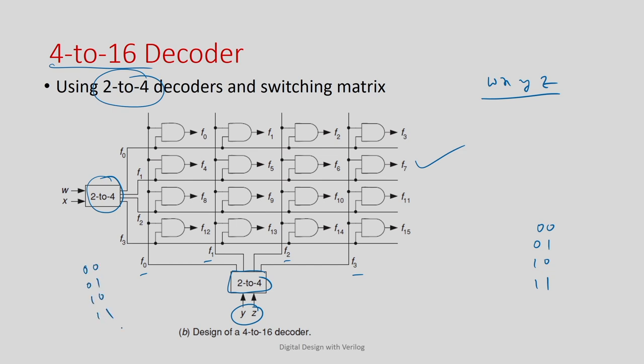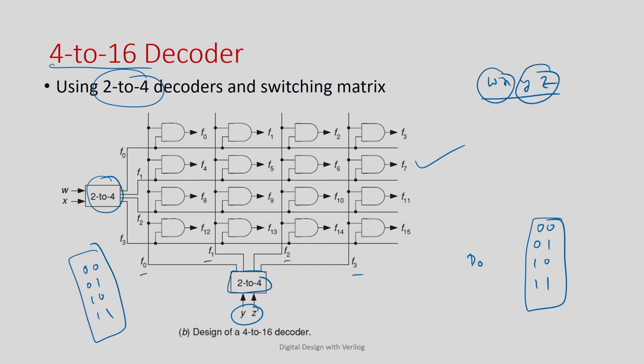1011. Now, I just club these two possible outputs together to get D0. What I will do? This is my lower part and this is my upper part, because WX is my MSBs and this is the LSBs. To create a number 0000, I will take this output F0 and this output F0, and connect them in an AND gate.